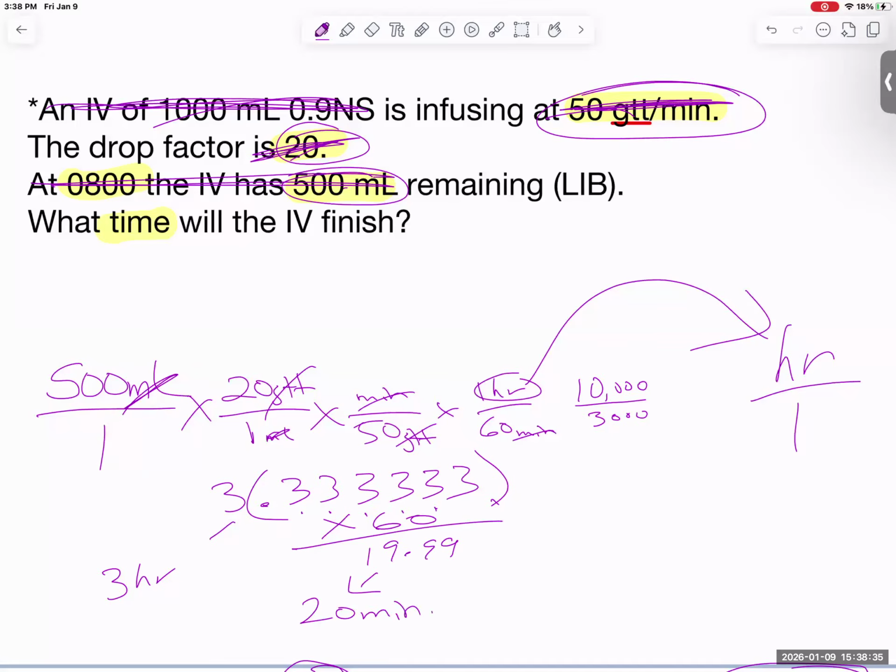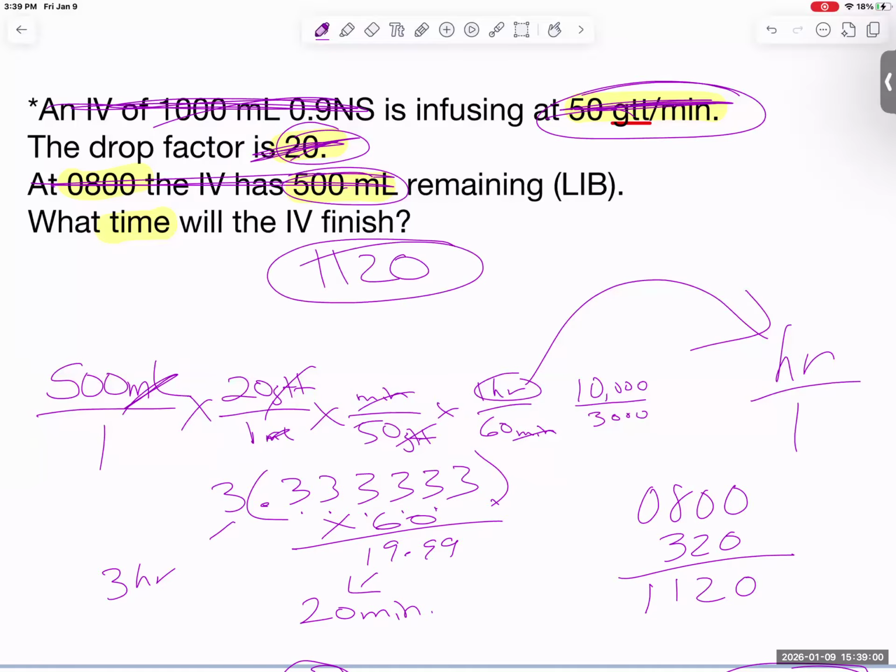So it will take 3 hours and 20 minutes to complete, but it's asking me what time it will finish. If I walked in at 0800 and it's going to take 3 hours and 20 minutes, that means I better be back in there at 11:20 with a brand new bag to hang for my patient. So the answer is I will walk in with a brand new bag at 11:20 because that's when it's going to finish.